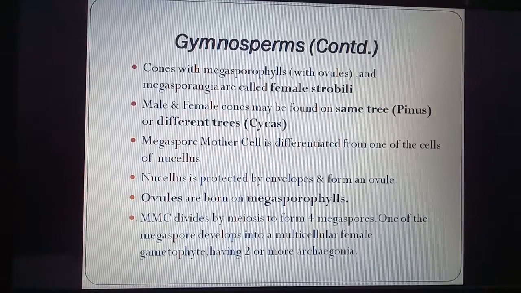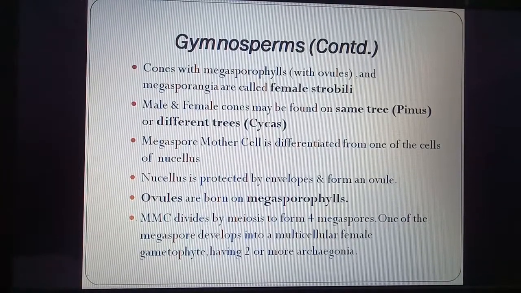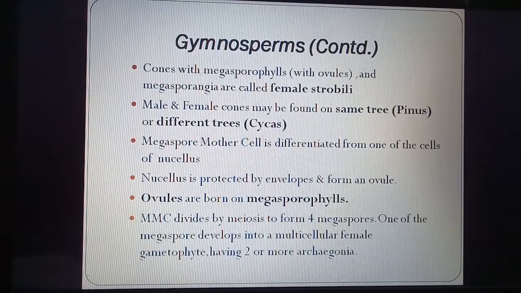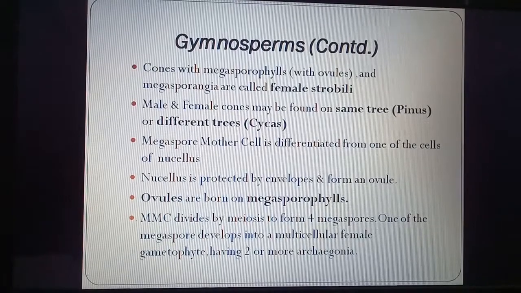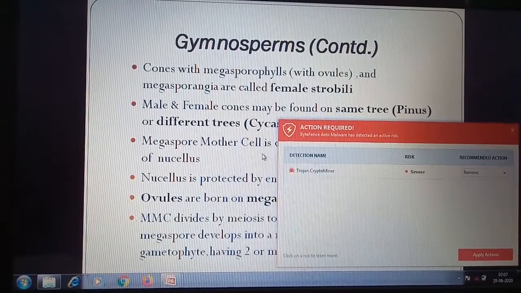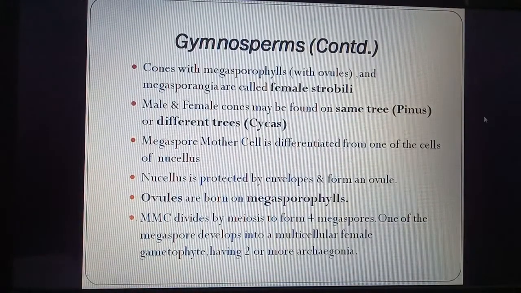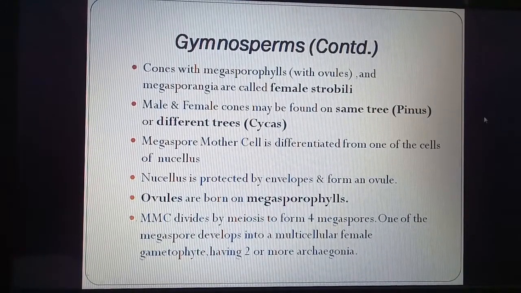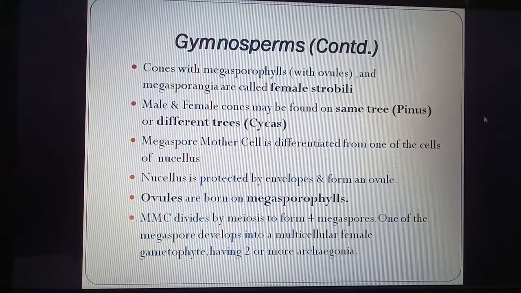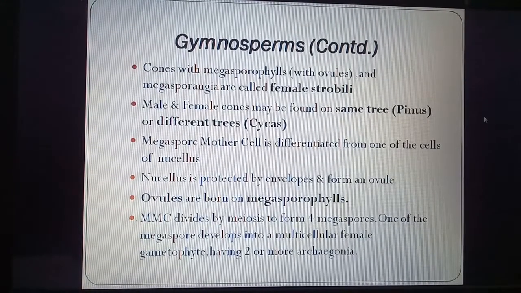The megaspore mother cell, so there is a mother cell which differentiates, is formed from the nucellus. Now what is a nucellus? Nucellus is a tissue which is found in the ovule. So in the ovule there is a tissue which surrounds the embryo sac. It is called nucellus. And a cell of the nucellus matures or differentiates to form a mother cell. The nucellus is protected by envelopes and the whole structure is called ovule.